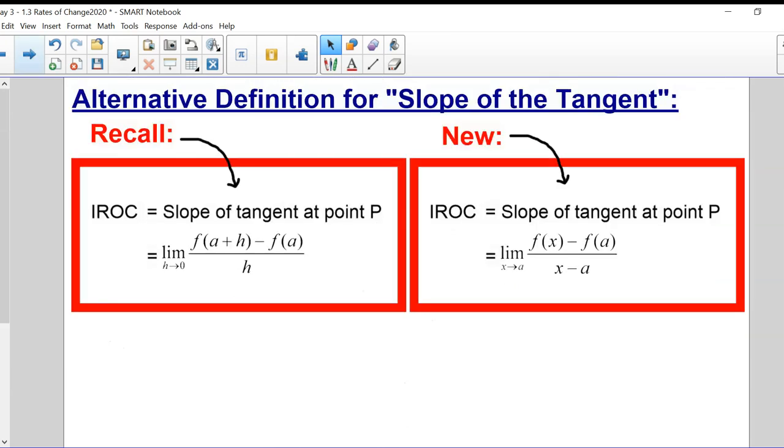Let's move on. So is there another way that we could come up with this IROC? What we did on Friday is we used this method: we took f of a plus h minus f of a, put that over h, and then found the limit as h approaches 0. That's okay. And Alicia, you said you're okay, that's fine.